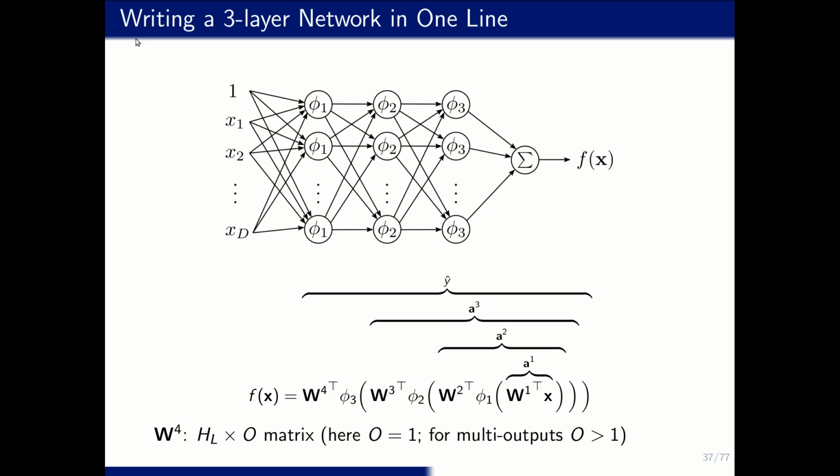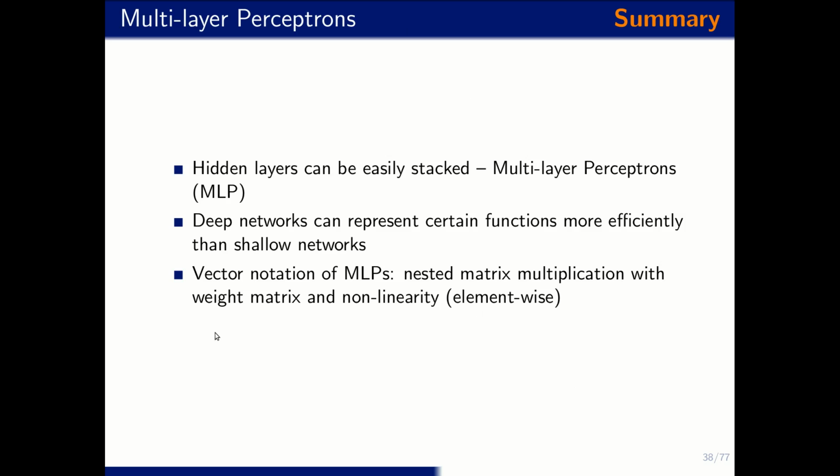So in this way, we can write a 3-layer neural network in one line, namely in this line. Extremely regular, just vector times a matrix, nonlinearity, times a matrix, nonlinearity, times a matrix, nonlinearity. So it's just an alternating nested arrangement of nonlinearity and vector-matrix multiplication. So this concludes this section.